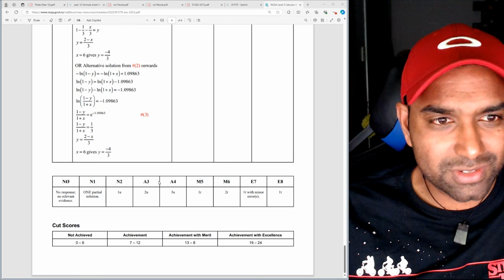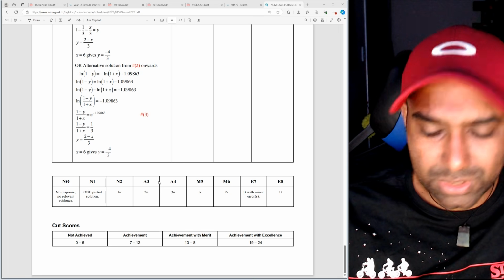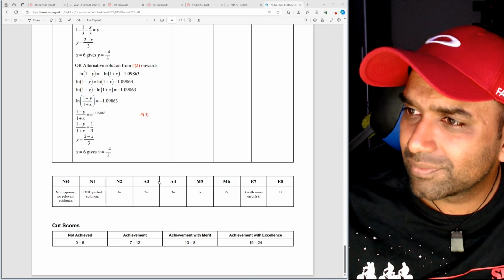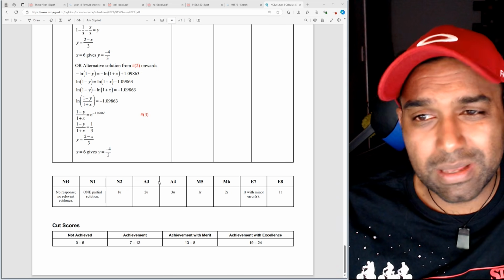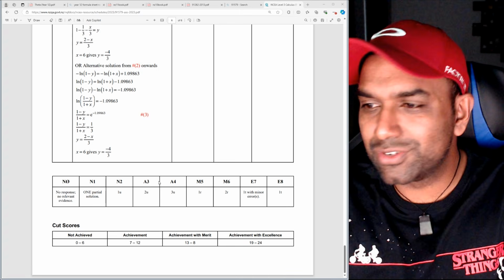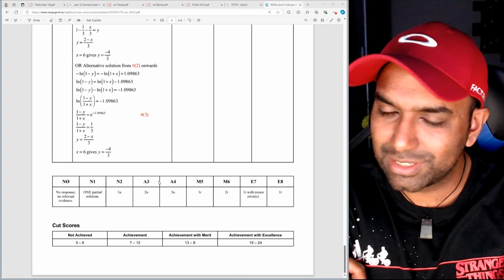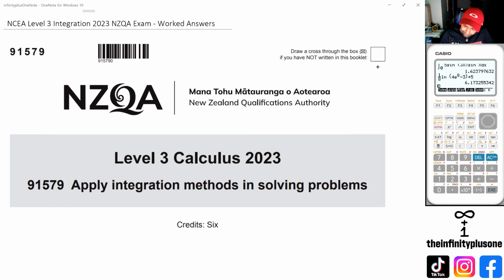I think maybe they just felt that the questions were challenging. I don't know. I look at that, question 1E. Maybe that's why. 19 is very, very generous to get an excellence for this particular paper. Anyway, that is what it is.